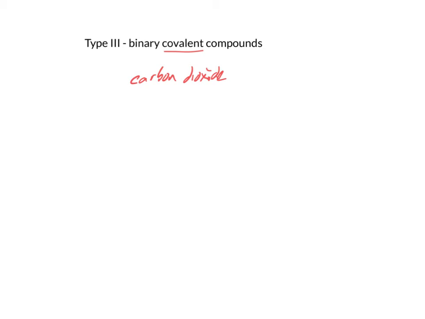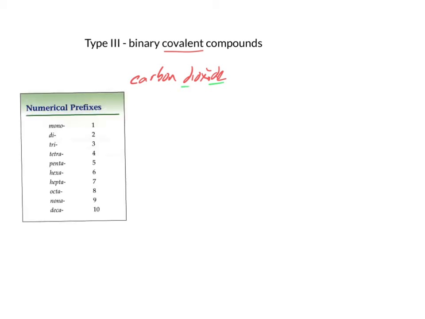What I'd like you to notice here are 2 things. One, that the ending of that second element is "ide," just like in the type 1 and type 2 compounds. But there's also something unique about this second part of the name that is also unique to the type 3 compounds, and that's this prefix here, di. And there's a series of numerical prefixes that we can use to let us know how many of each type of element are in this formula.